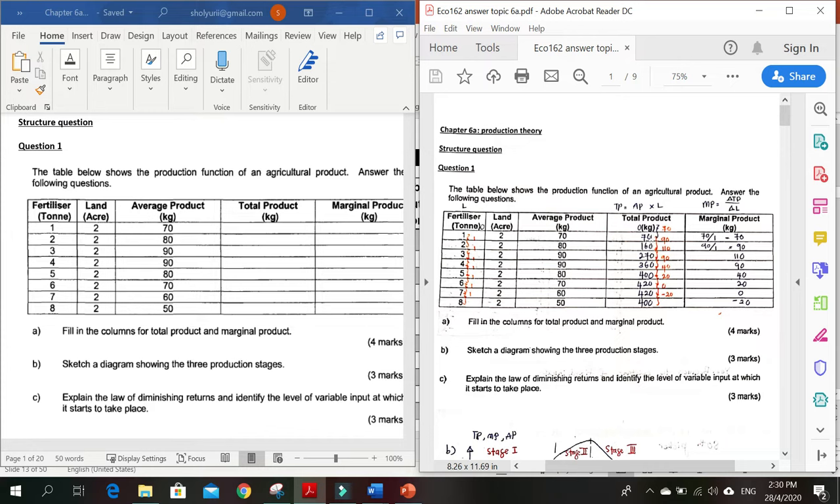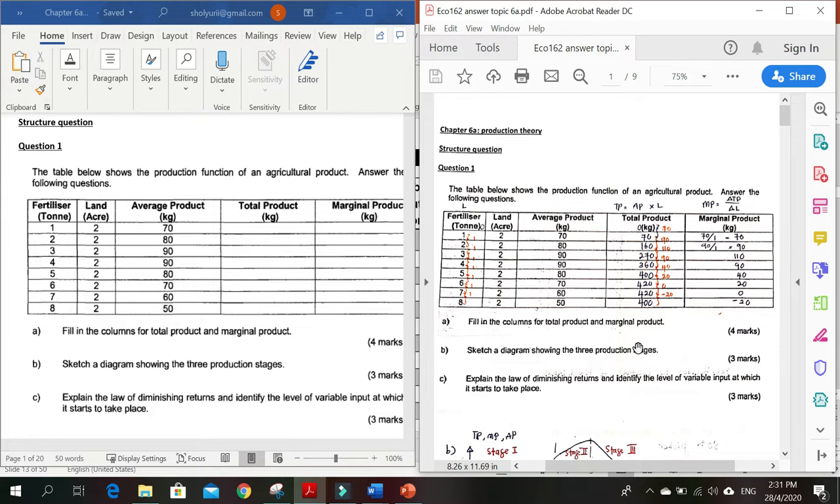Lepas tu, going for the second one, 160 minus 70 is 90. 2 minus 1 is 1. 90 over 1, 90. And so on. And then you got this figure. Very simple, right? No need to panic. It's very simple. Even though dia tak bagi total product, you can find it.